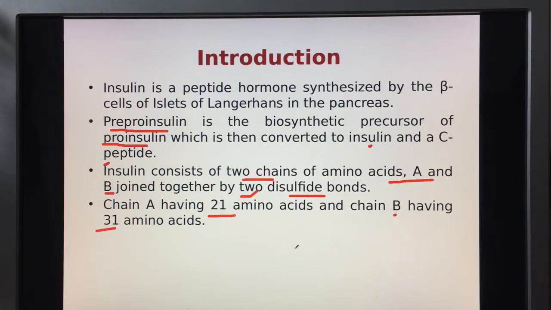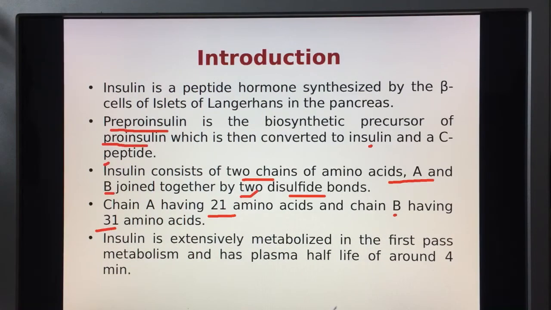Now the problem with insulin is that it is extensively metabolized in first pass metabolism, that is, it passes through the liver, and hence it cannot be administered through the oral route. Because of its extensive metabolism, the plasma half-life of insulin is about 4 minutes.